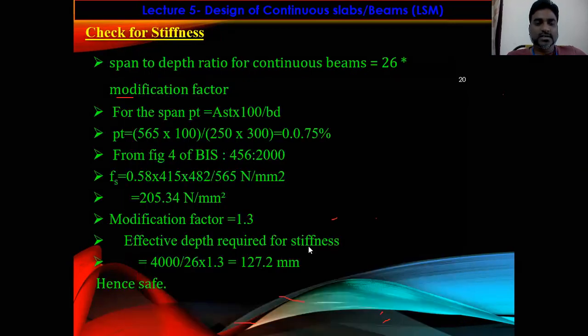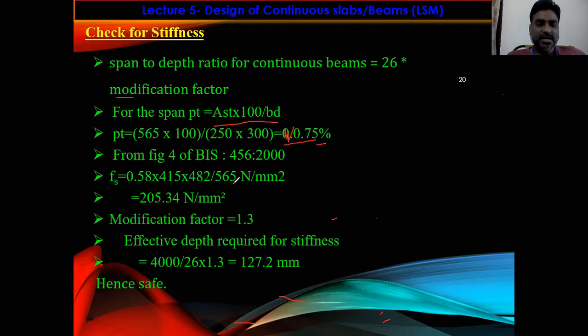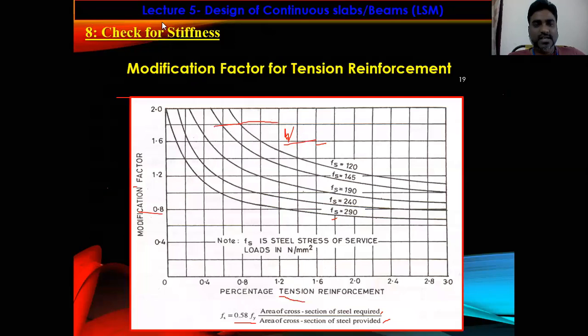The percentage of steel provided in the tension zone, maximum, is 565 into 100 by bd, that is Ast by bd into 100. If you substitute the values, the percentage of steel is 0.75. And f_s is Ast required by Ast provided into fy into 0.58, which is 205.34 N/mm². Then go to the graph with 0.75 and 205, right?